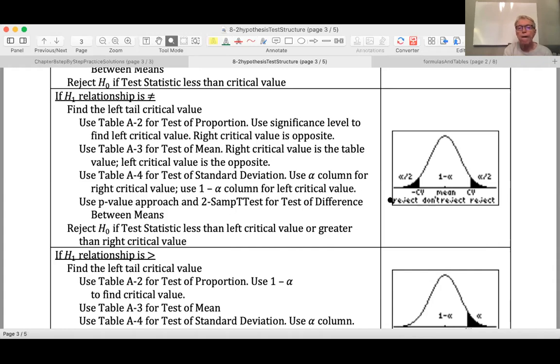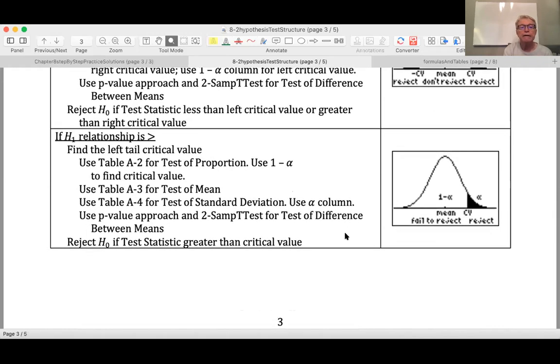Then we have if H1, the alternate hypothesis, is greater than. It's a right-tailed test, so we'll have one critical value on the right. That critical value will split all the test statistic values into those for which we'll fail to reject and those for which we will reject. If we get a test statistic value that is farther from the mean than the critical value on the right, we will reject. And the area underneath the curve to the right of that critical value is equal to that unlikely probability.